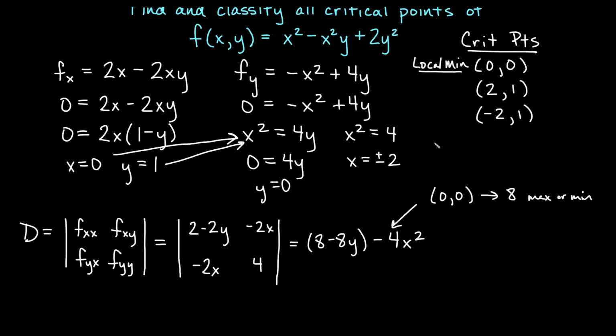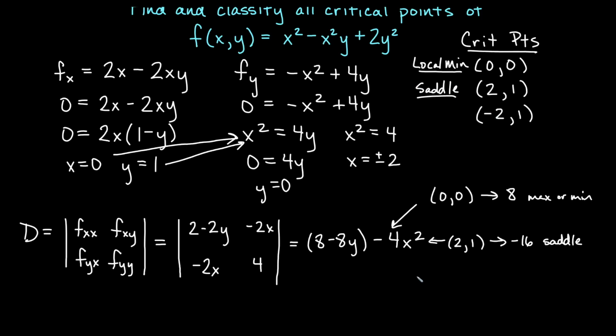Now think about plugging in (2, 1) into our determinant. So if we plug in (2, 1), plugging in 2 for x and 1 for y. If I plug in 1 for y, that will be 8, and 8 minus 8 will be 0. And if I plug in 2 here, I would get 4 if I square that, and then times negative 4. So that's going to give us negative 16. And since D is negative, we know that this is one of the cases where it's a saddle point. So (2, 1) is a saddle point on the graph.